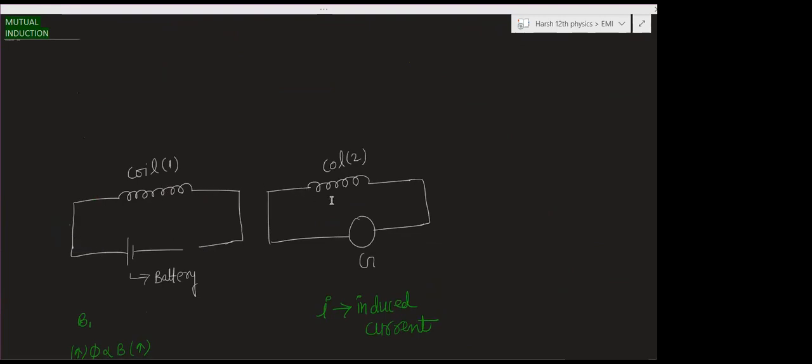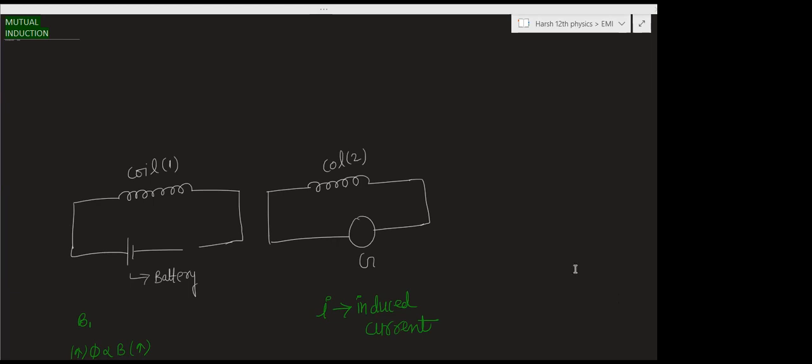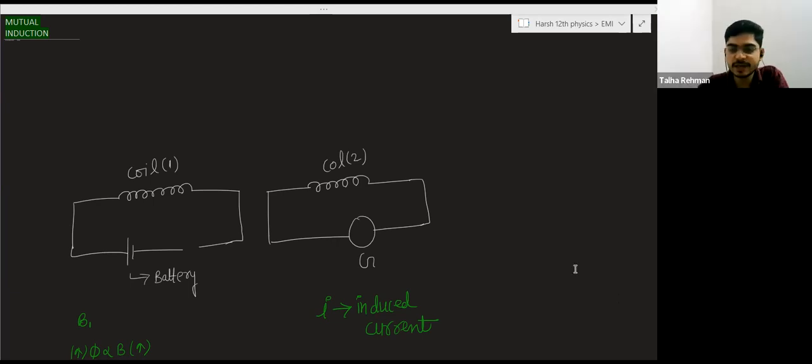This is coil number one. This is coil number two. Now, this coil is basically a solenoid, and we have seen that whenever there is a current in a solenoid, there is a magnetic field in the solenoid. Basically, a solenoid is an electromagnet, so there will be a magnetic field in the solenoid.